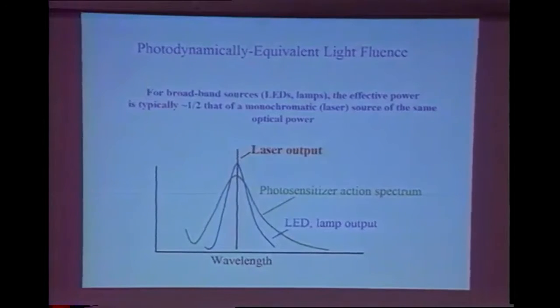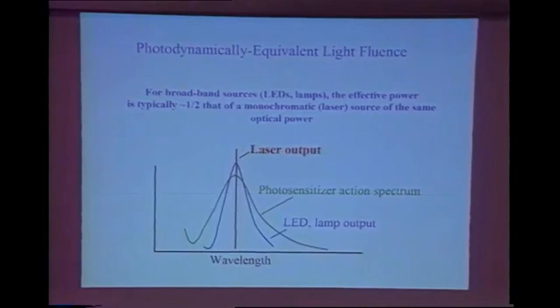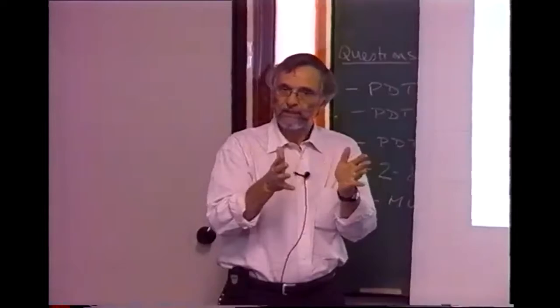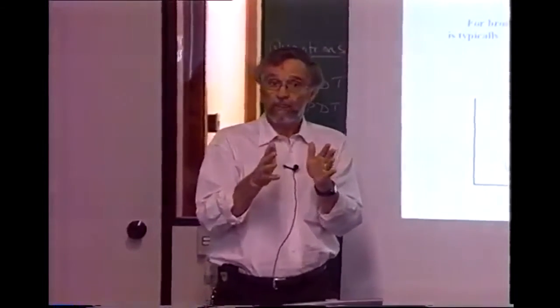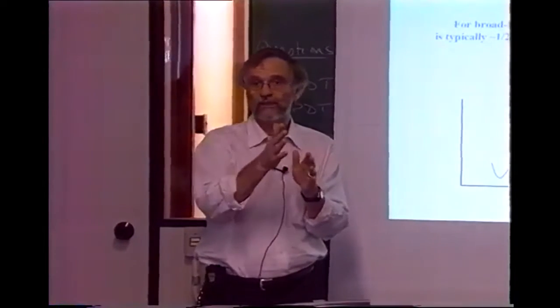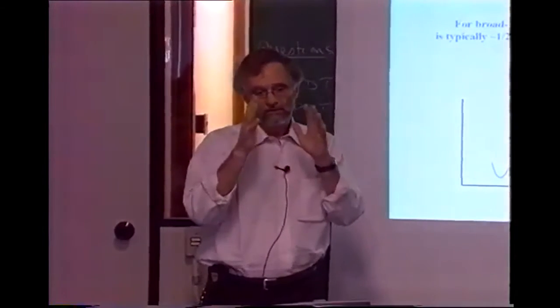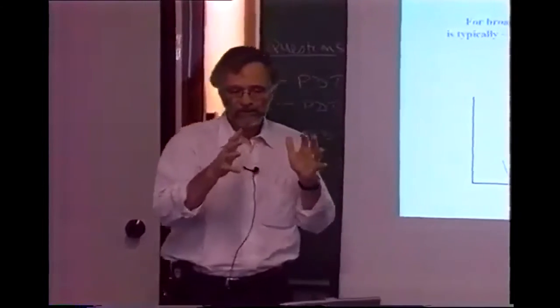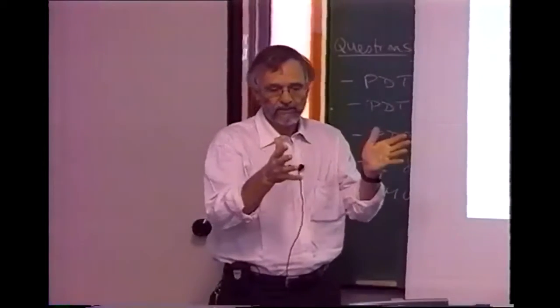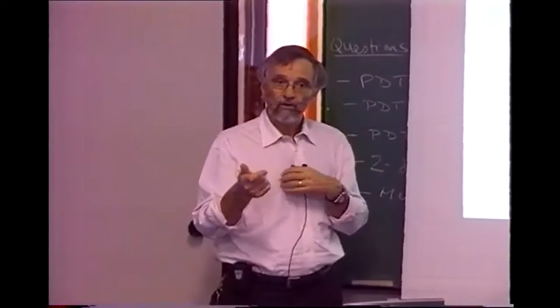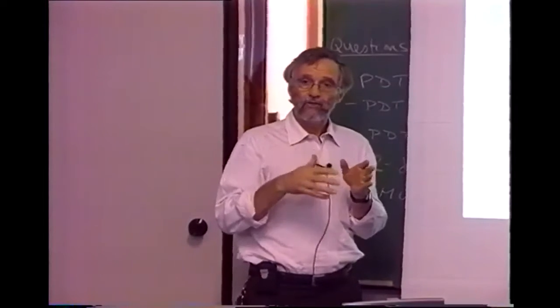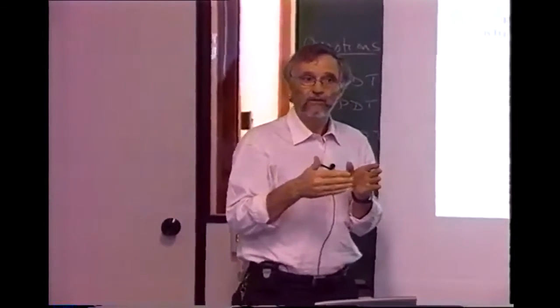One point you have to be careful about is that if you take a laser and you find that for a particular tissue you require, say, 100 joules per square centimeter, and let's say it's for photoprin at 630 nanometers, you give 100 joules per square centimeter to get a particular response. If you take an LED or a filtered lamp and give 100 joules per square centimeter, you will not get the same response.